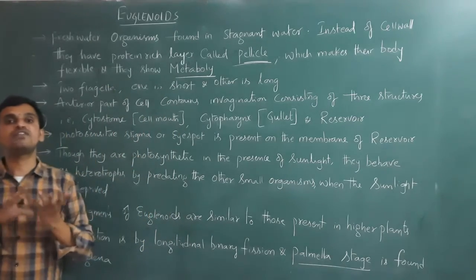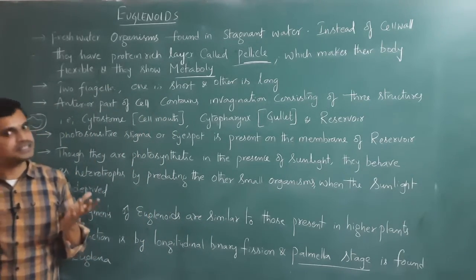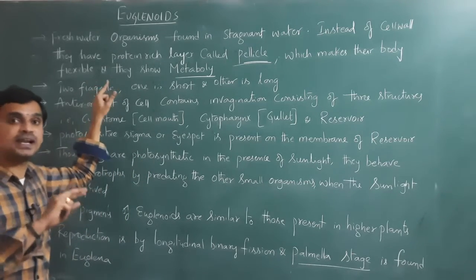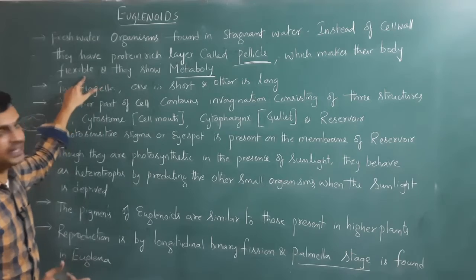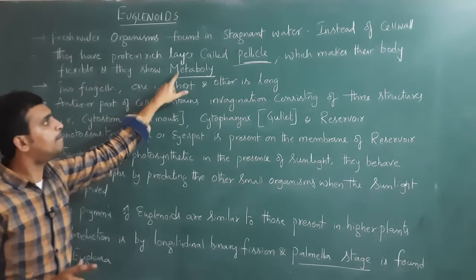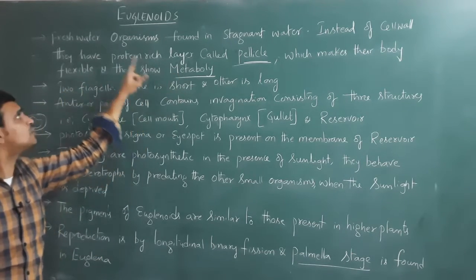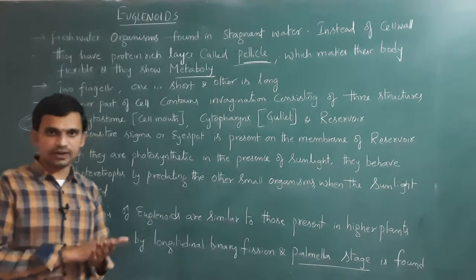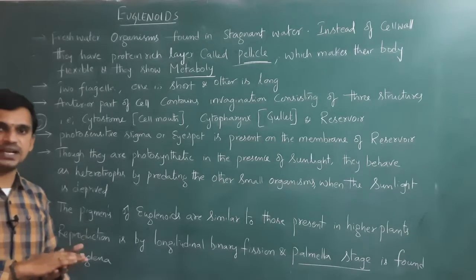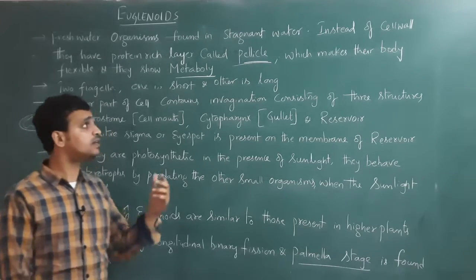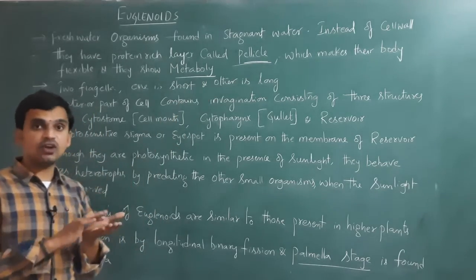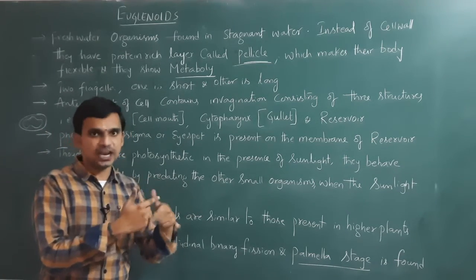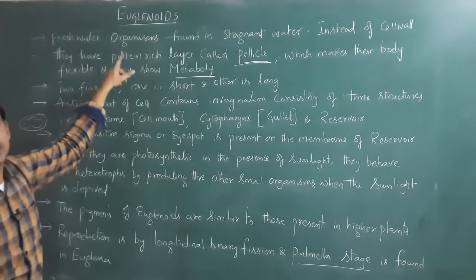So the body is very flexible due to the absence of the cell wall, and they contain the pellicle. Due to the presence of pellicle and absence of cell wall, their body is flexible and they show metaboly. This is the characteristic feature of the euglenoids. What is metaboly? Movement of euglenoids with the help of flagella by changing the shape is called metaboly. When euglenoids move from one place to another, they can change their shape. That is the characteristic feature of the euglenoids.